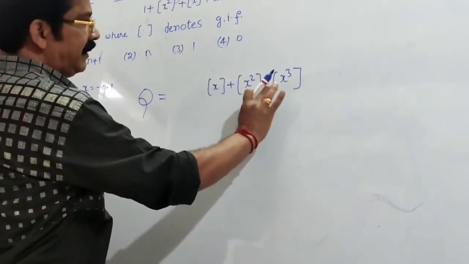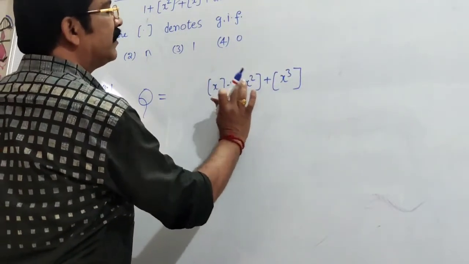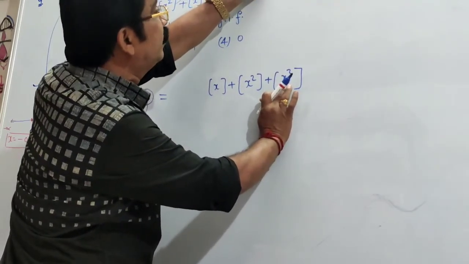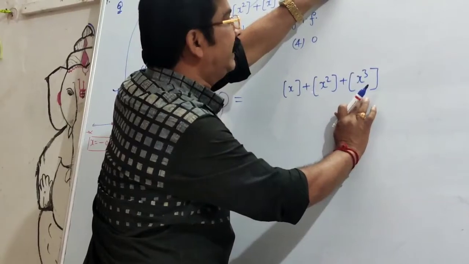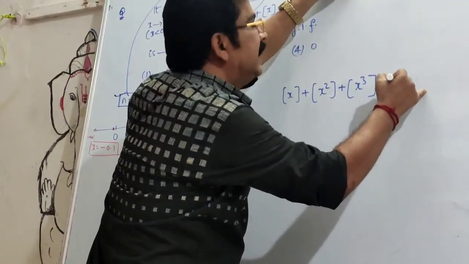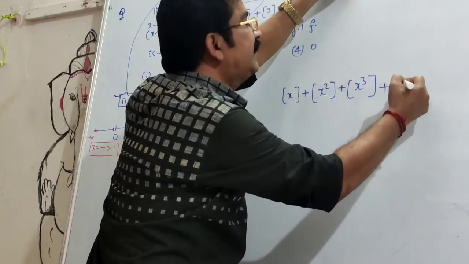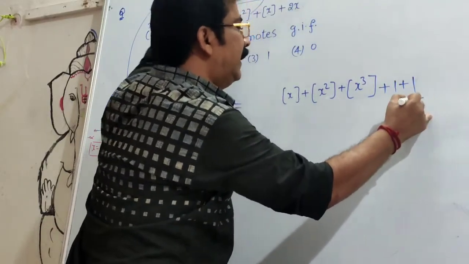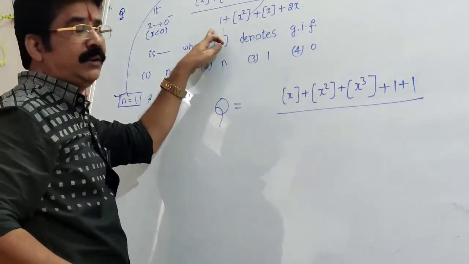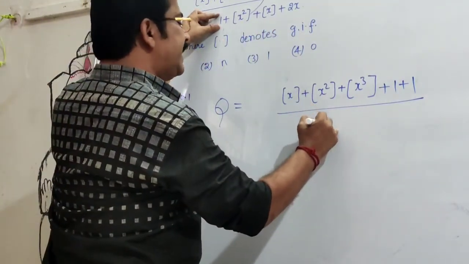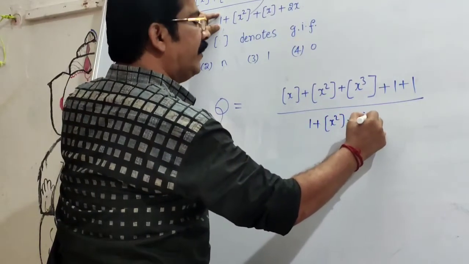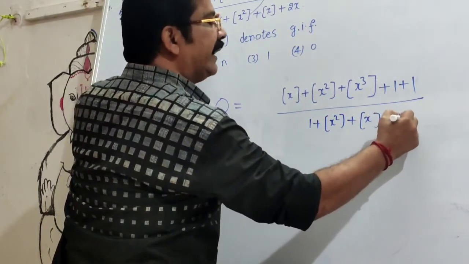Hence the numerator will be box of x plus box of x square plus box of x cube. So for this 2n plus 1 terms we took like that by taking n equal to 1. There is no influence of n value. Therefore, the denominator is same: 1 plus box of x square plus box of x plus 2x.